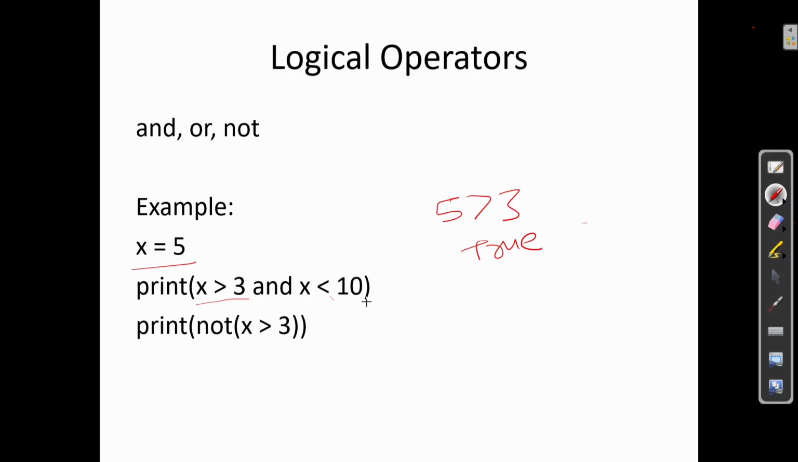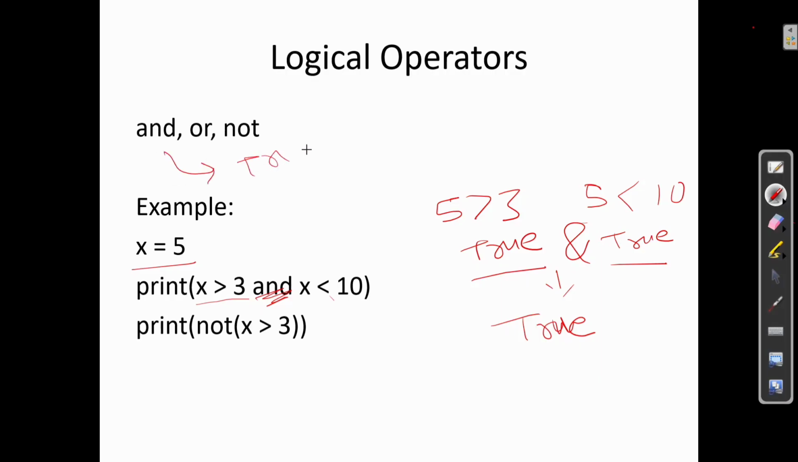And x is less than 10. So first let's see, 5 is less than 10. It is also true. Here this is true and this is true. And it is saying and in between. Here and. So if both are true, for and, if both are true, then the result will be true.